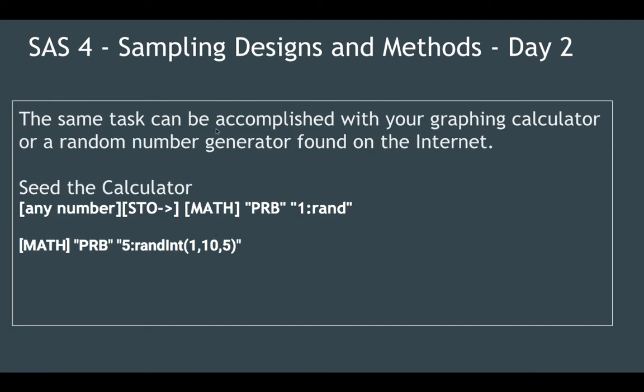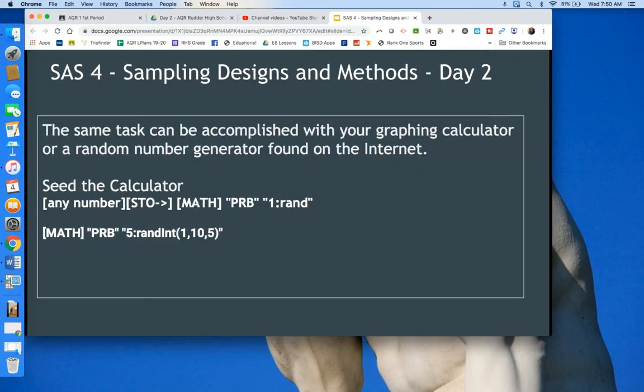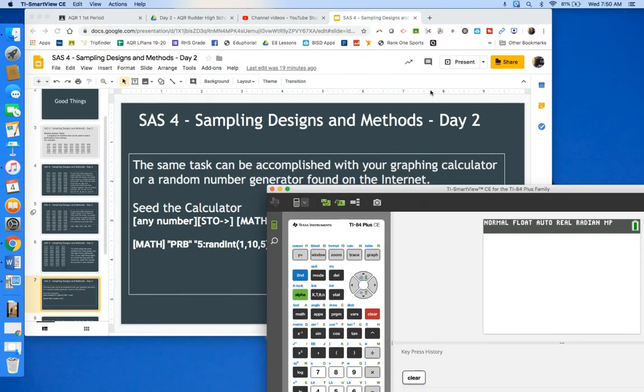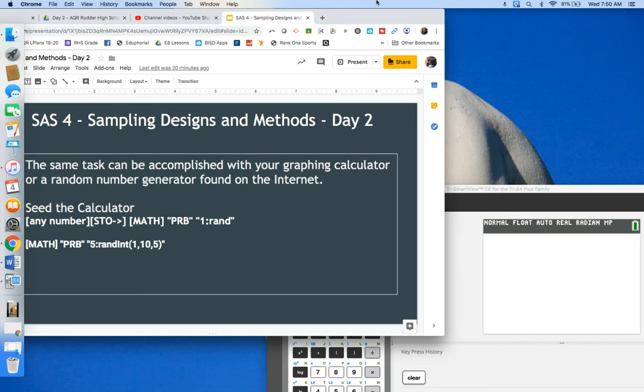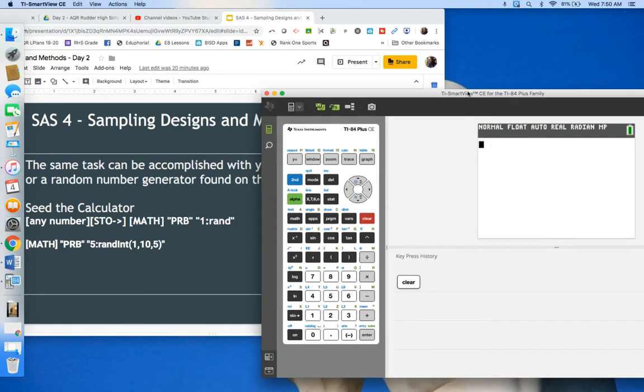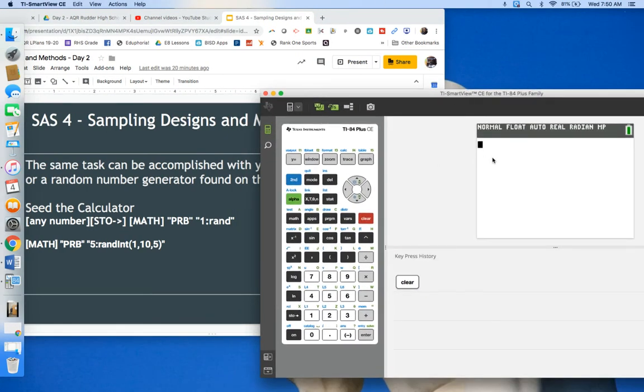You can actually use your calculator as a random number generator. Now, I'm going to show you how to do that. I have a calculator I can pull up on my screen. You're going to see the calculator first. This is a TI-84. It's an emulation on the computer. And I'm going to seed it. I'm going to put any number in there. Any number, that's what it says. Seed the calculator, any number. So I'm going to say any number, let's say 8.